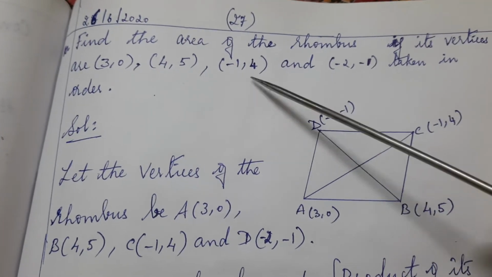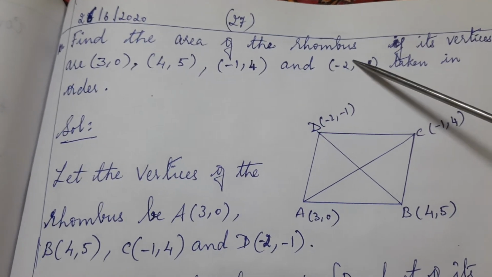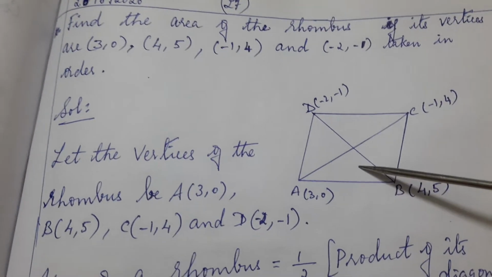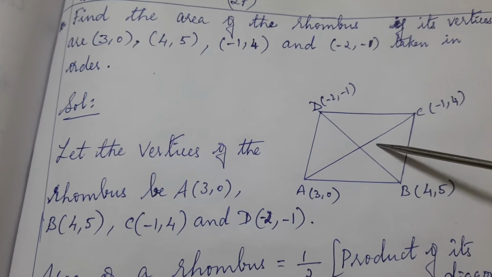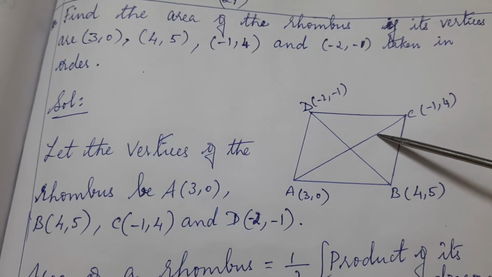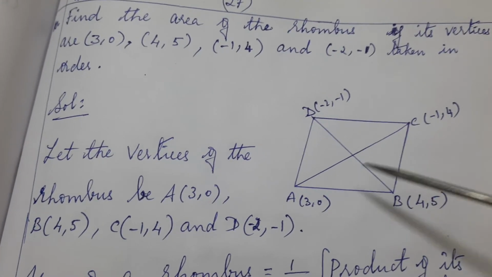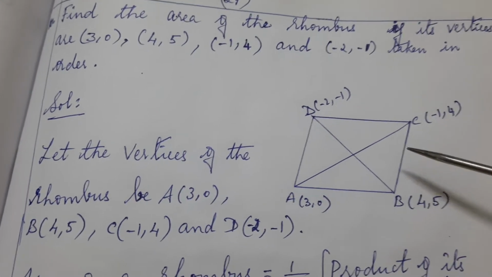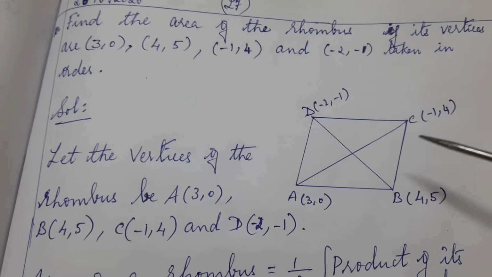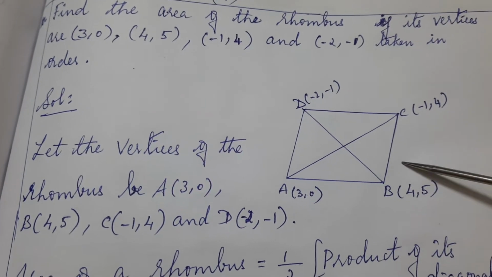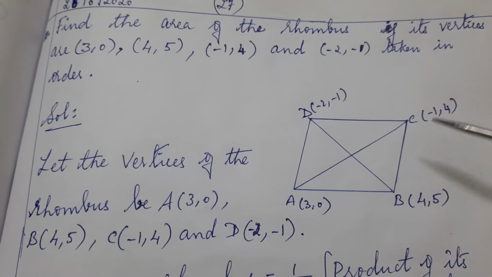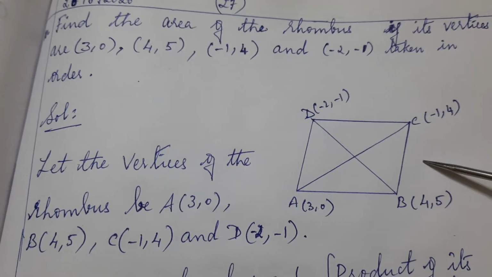So here we are asked to find the area of the rhombus. Area of the rhombus is nothing but half into product of its diagonals. There is another formula also. Suppose the coordinates are not given, only base and height are given in a rhombus. We say base into height is also a formula to find the area of the rhombus, because a rhombus is also a parallelogram. So if base and height are given, we can write base into height is the area of the rhombus.